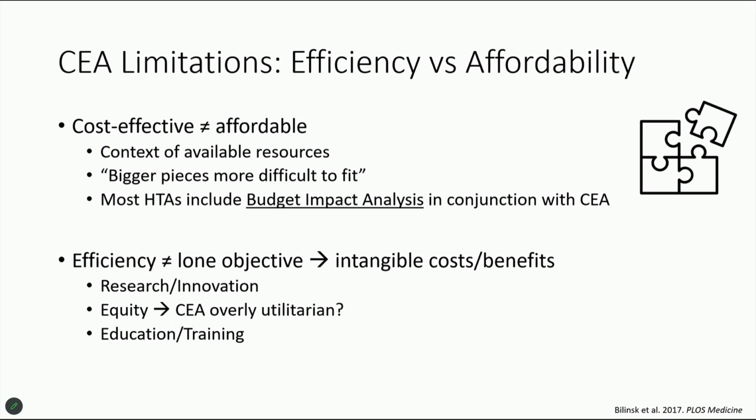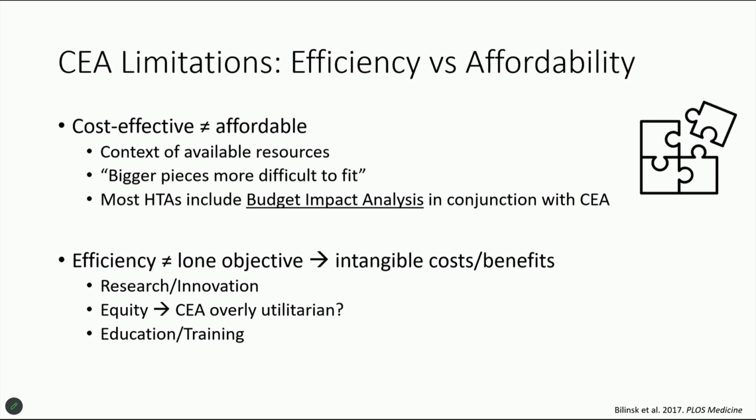One common erroneous assumption is that cost effectiveness is equivalent with affordability, but a technology can be simultaneously cost effective and expensive. Cost effectiveness analysis just quantifies the return on investment. For this reason, most HTAs also include a separate budget impact analysis in conjunction with the cost effectiveness analysis, which helps quantify the net resources required to implement the technology. In other words, it helps identify how the piece fits into the current budget puzzle. Big ticket items or big pieces are more difficult to fit into a budget, regardless of how cost effective they are.